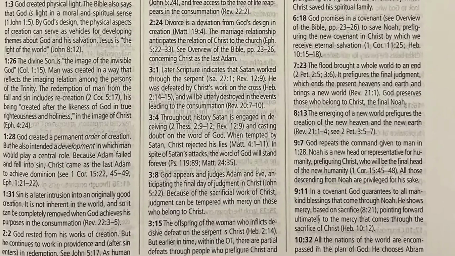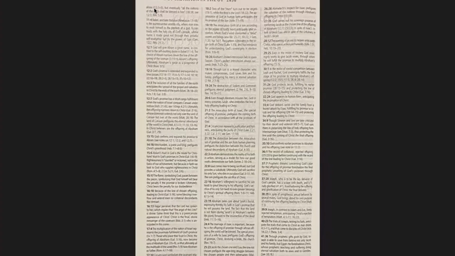Chapter 10, verse 32. All the nations of the world are encompassed in the plan of God. He chooses Abram alone, chapter 11, verses 1 to 12, chapter 12, verses 1 to 3. But eventually, all the nations of the earth shall be blessed in him. Chapter 18, verse 18. See the relevant verses.